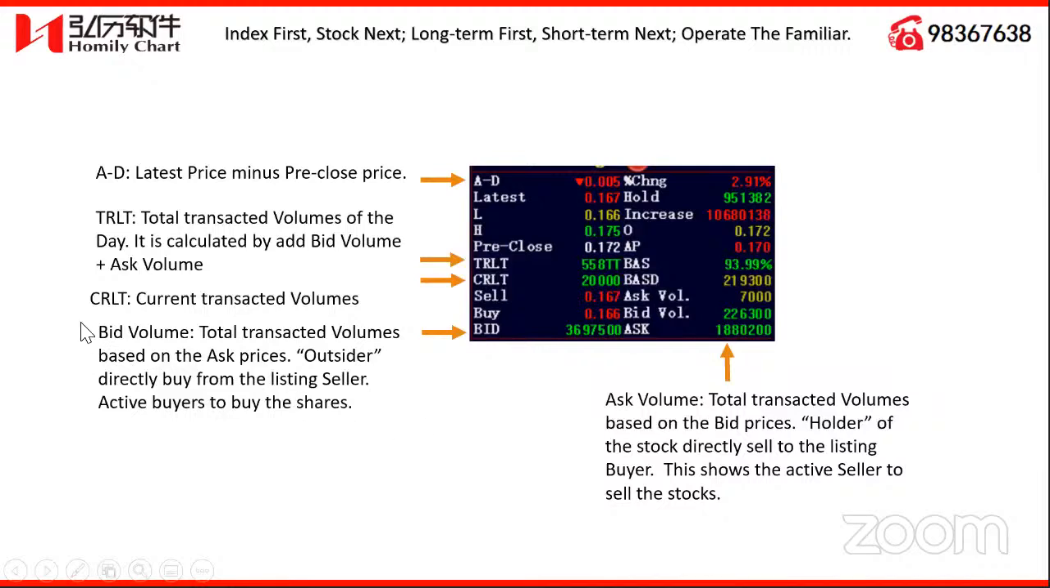All right. Then here there is a CRLT. This CRLT is the current transacted volume. So you can know the latest is the latest share price, the transacted price, and then CRLT is the volume, not the amount, it is the volume. So currently, how many shares are trading based on the last price?